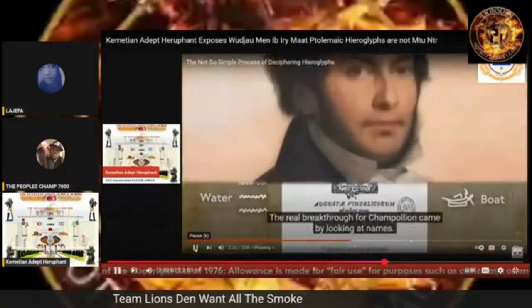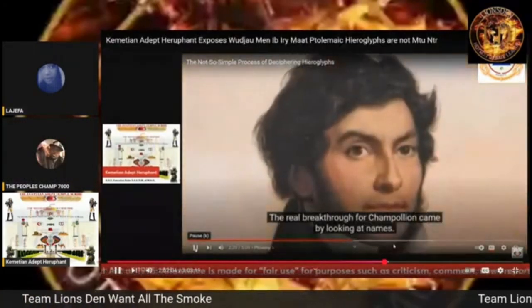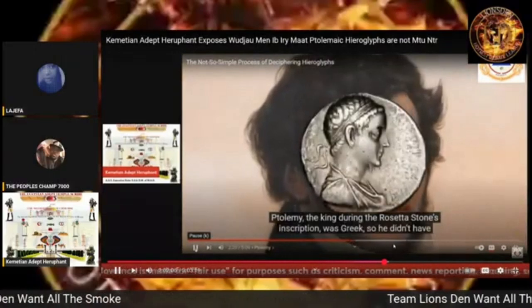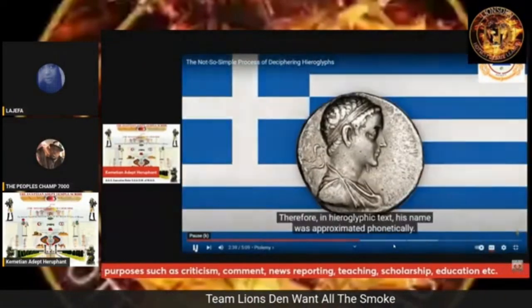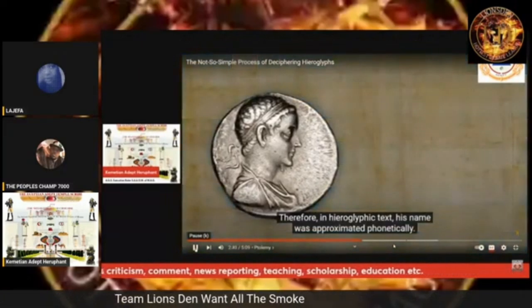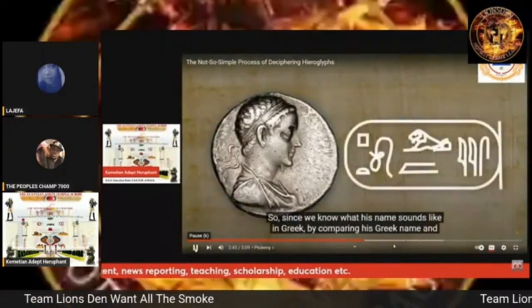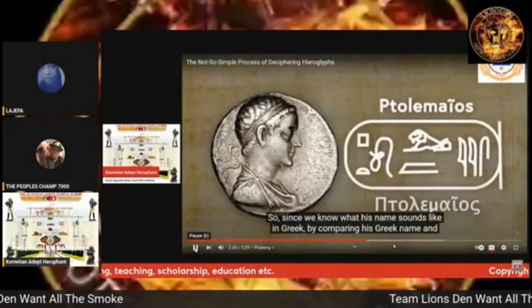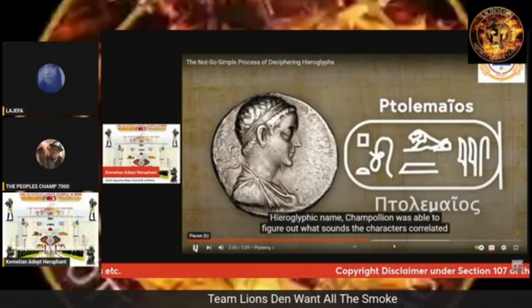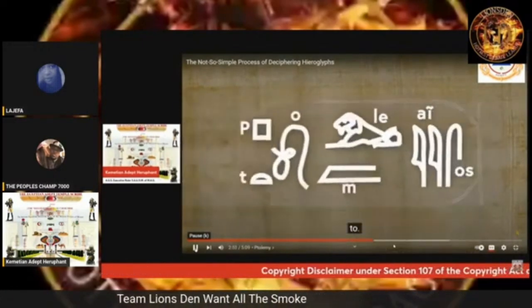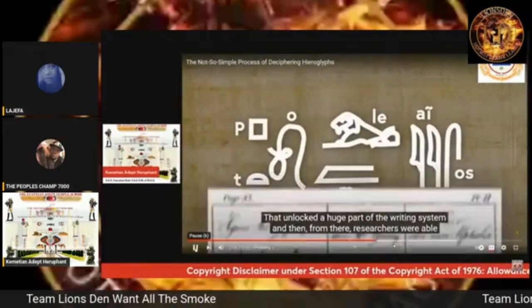The real breakthrough for Champollion came by looking at names. Ptolemy, the king during the Rosetta Stone's inscription, was Greek, so he didn't have an Egyptian name. Therefore, in hieroglyphic text, his name was approximated phonetically. So, since we know what his name sounds like in Greek, by comparing his Greek name and hieroglyphic name, Champollion was able to figure out which sounds the phonetic characters correlated to. That unlocked a huge part of the writing.